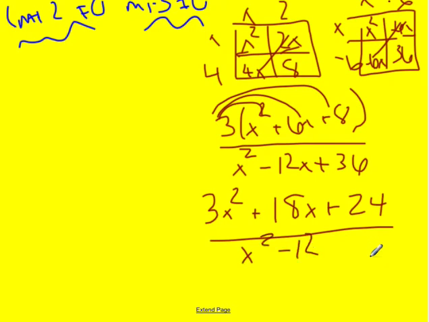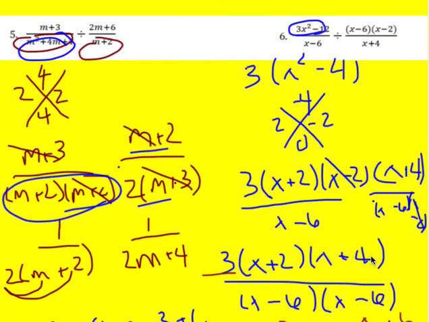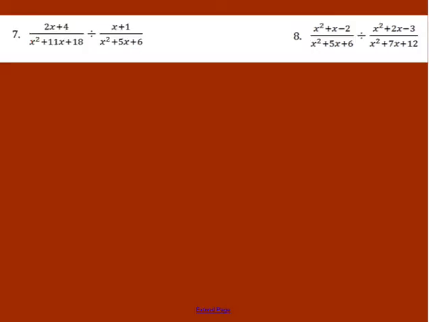Then, once you're done with that, you need to go ahead and calculate your excluded values. So if we scroll on up to the top, you know that this cannot be equal to 0, this cannot be equal to 0, and this cannot be equal to 0. So go ahead and figure out those excluded values. All right, so let's go ahead and take a look at number 7.